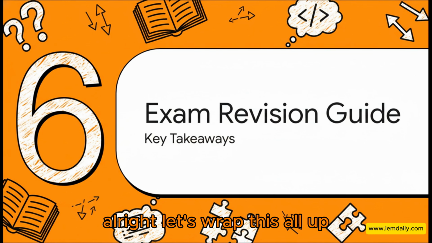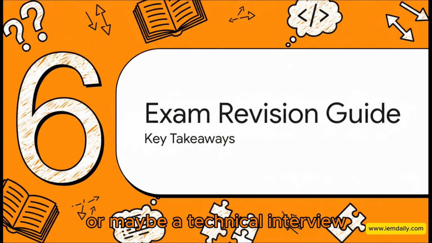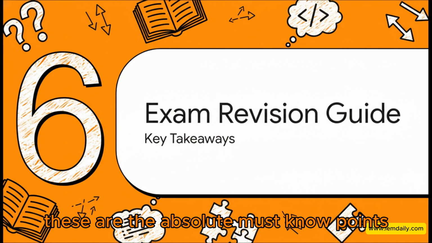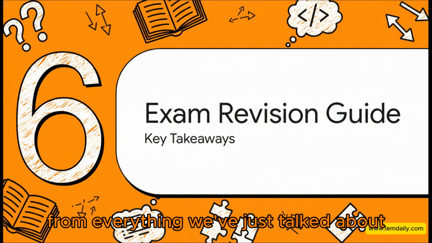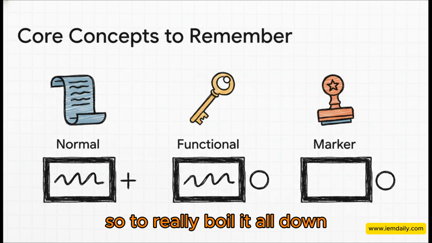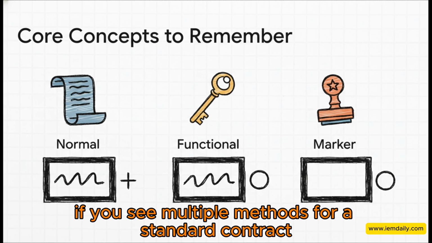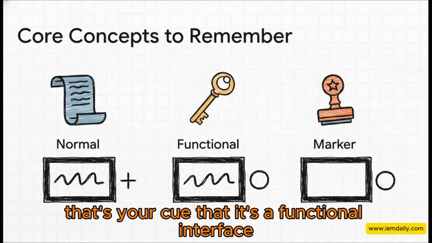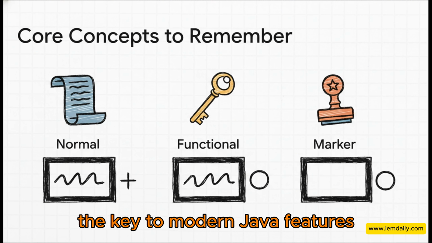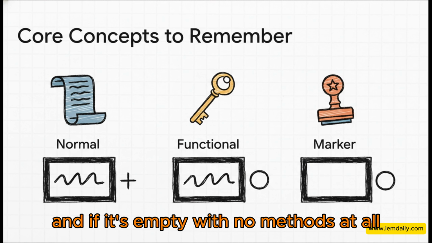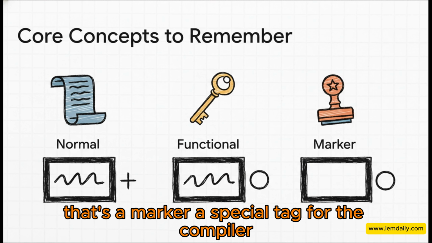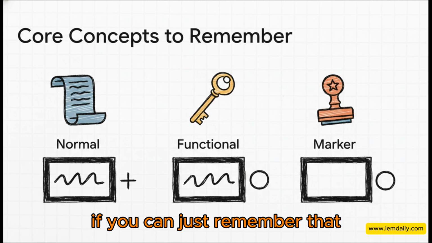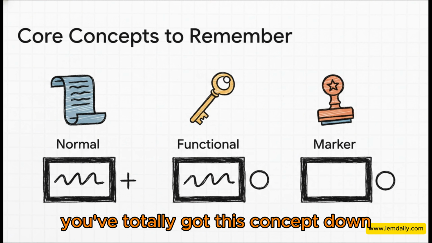All right, let's wrap this all up. If you've got an exam coming up or maybe a technical interview, these are the absolute must-know points from everything we've just talked about. So to really boil it all down, it's all about counting the methods. If you see multiple methods for a standard contract, you're looking at a normal interface. If you see just one abstract method, that's your cue that it's a functional interface, the key to modern Java features. And if it's empty, with no methods at all, that's a marker, a special tag for the compiler. If you can just remember that, you've totally got this concept down.